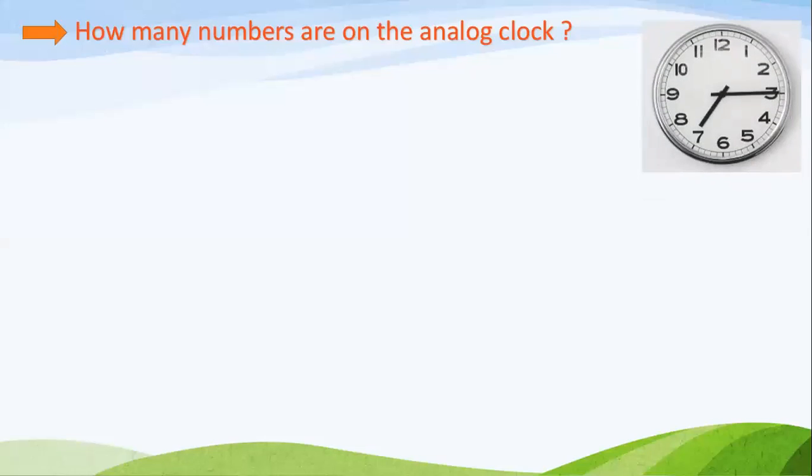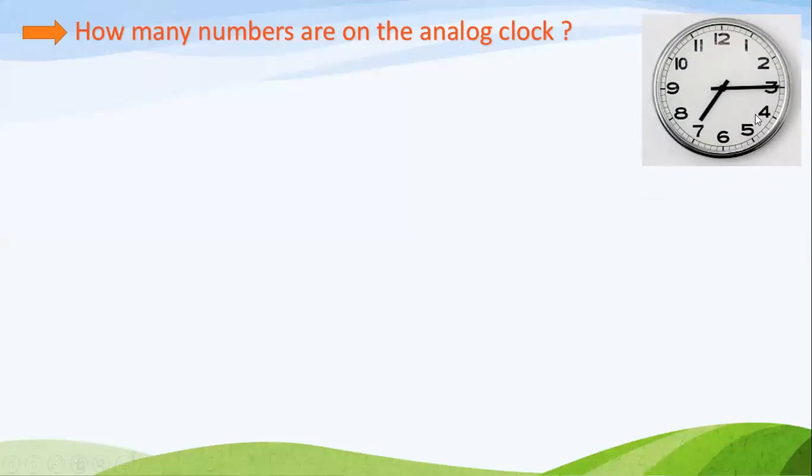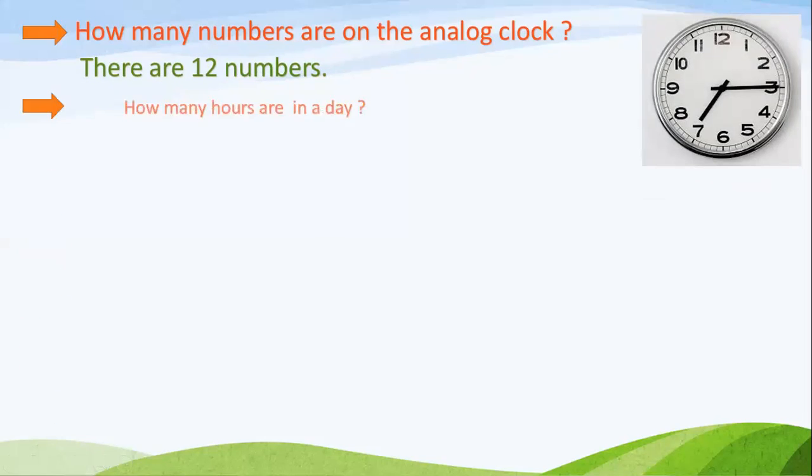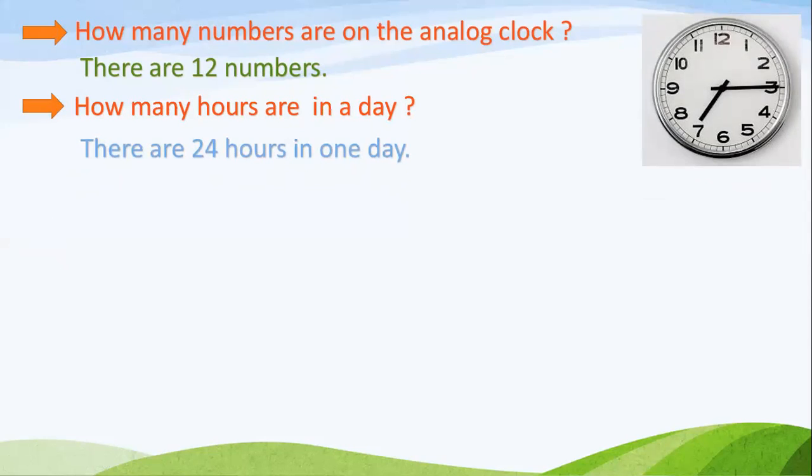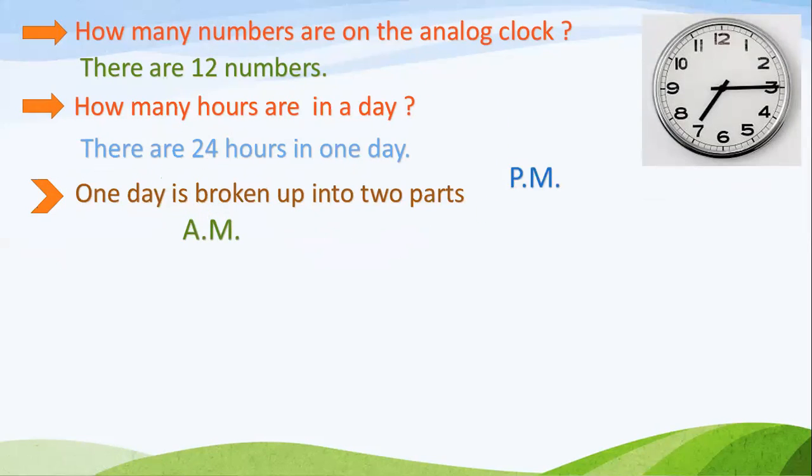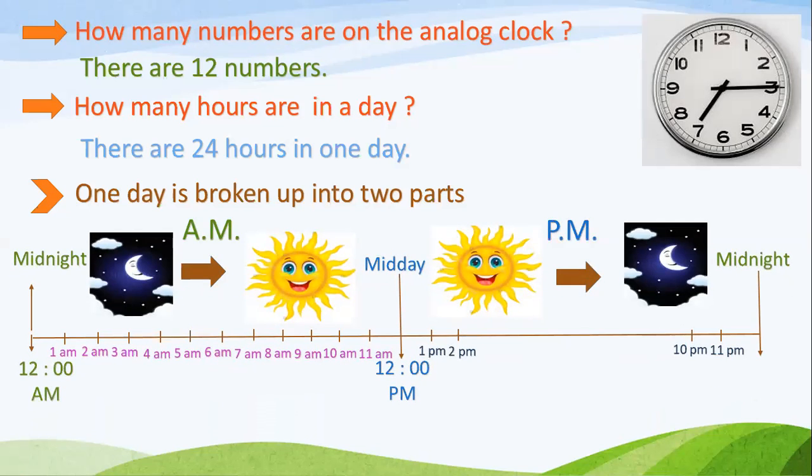How many numbers are in the analog clock? As we said, the analog clock has 12 numbers, numbered from 1 to 12. How many hours are in a day? The day has 24 hours. As we learned before, one day is broken up into two parts, AM and PM. We took the activities that we can do in AM and the activities we can do at PM, and we solved exercises about them before.